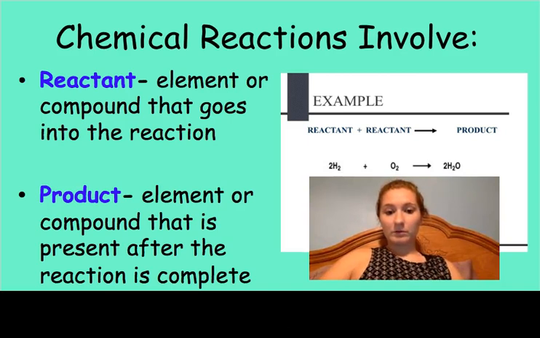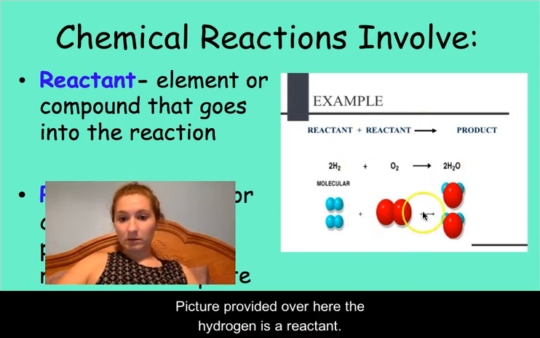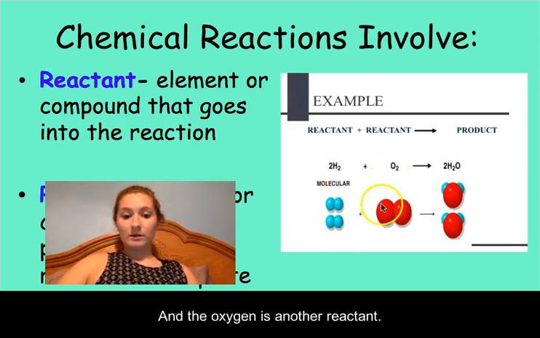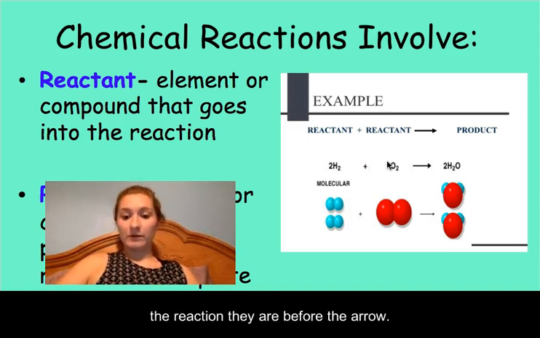For example, in this picture provided over here, the hydrogen is a reactant and the oxygen is another reactant in this chemical reaction because they are going into the reaction. They are before the arrow.